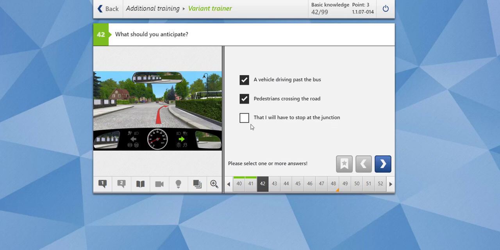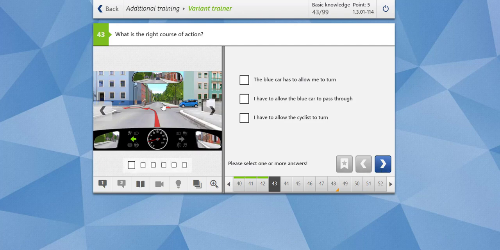That I will have to stop at the junction? Yes, because it's not visible for you what's going on there. So if a pedestrian wants to cross or there is a vehicle driving past the bus, you have to stop. All the three options seem to be correct. Let's check the answers. Our answer is correct.